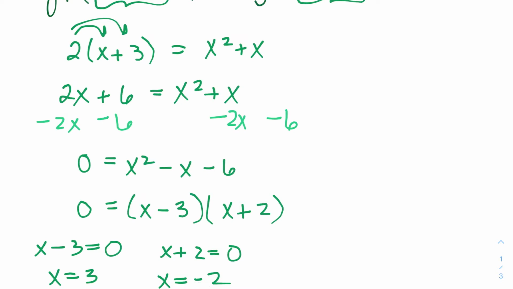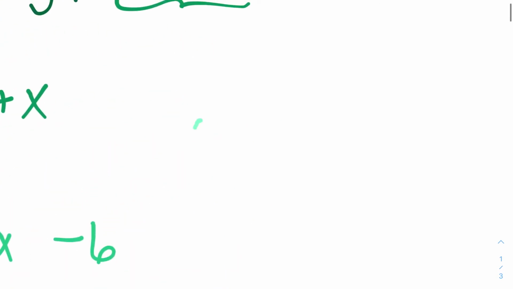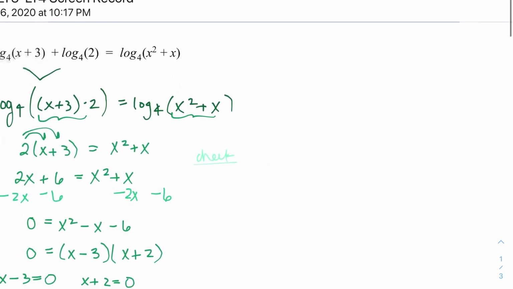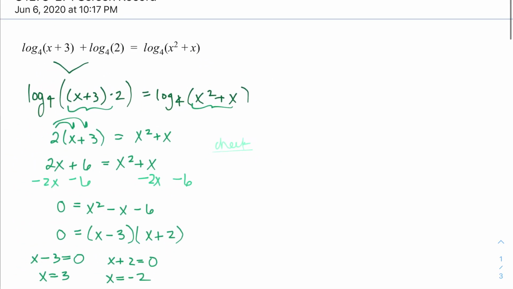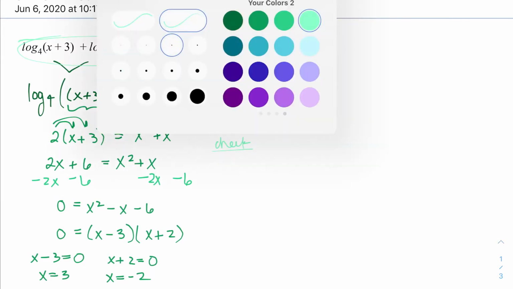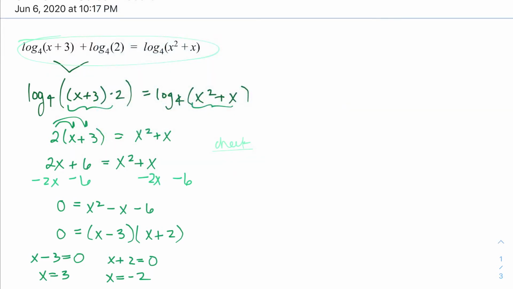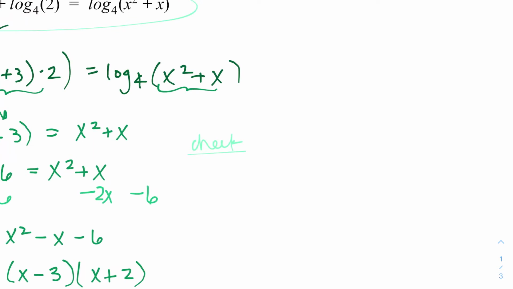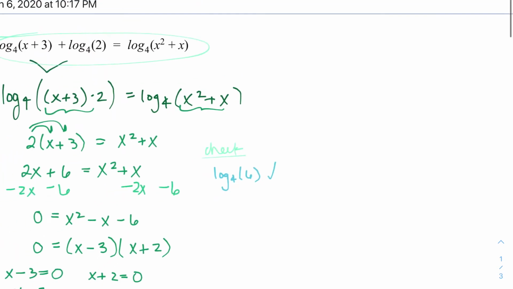Remember, when we're checking these to see if they work or not, we're checking to see if they give us a negative inside of the log. So I'm going to go back to my original equation, right? You always look at your original equation when you do this. And I'm going to go ahead and plug in 3. So we'd get log base 4 of 6. That works. That's not a negative, right?